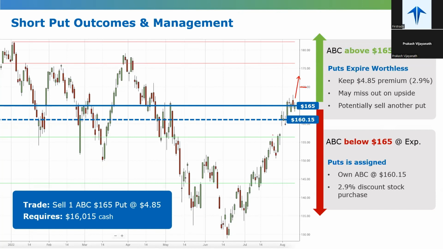Now, in the event that ABC actually expires below 165 at expiration, in this case, the put option is assigned. You therefore have to purchase 100 shares of ABC at just over $160 per share. And this reflects a 2.9% discount on your stock purchase. So that's after one iteration of the strategy that you already received just under 3%, a 3% discount on your stock purchase, which over 100 shares is quite a significant amount.